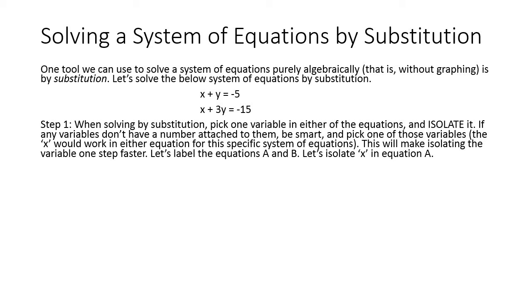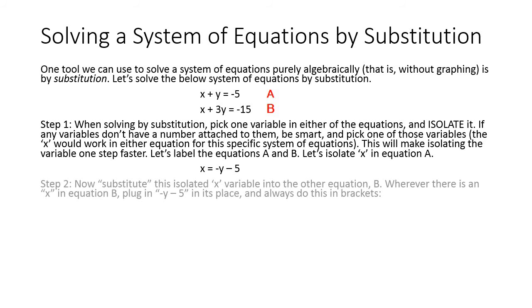Let's label the equations a and b, and let's isolate x in equation a. So all I did was move the y to the right hand side, so I subtracted y from both sides to keep the equation balanced. We got rid of the y on the left hand side because we subtracted the y there, and we have a negative y on the right hand side now instead. So we have isolated x.